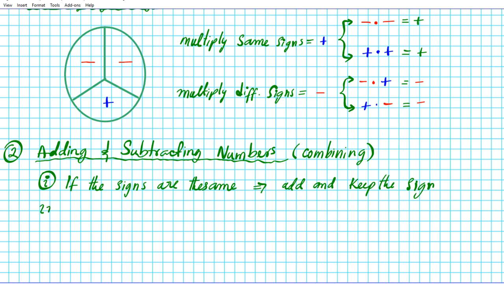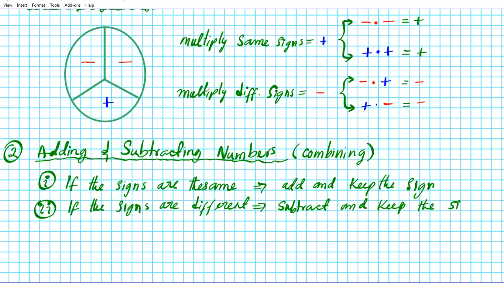Case number 2 is when the signs are different. If the signs are different, guess what? What you do is you subtract the numbers first, and guess what? You keep the sign of the greater number. So that's basically the rules for adding and subtracting numbers. Alright, let's take a look at some examples.